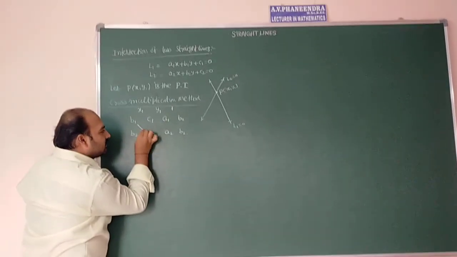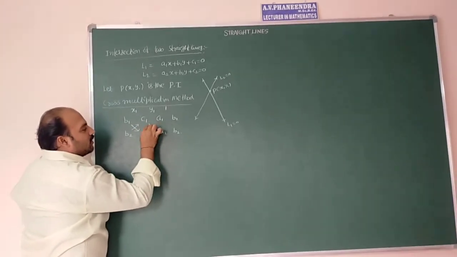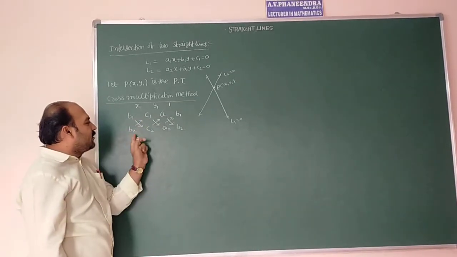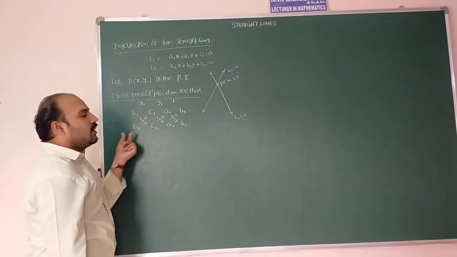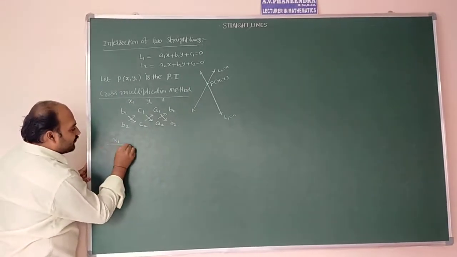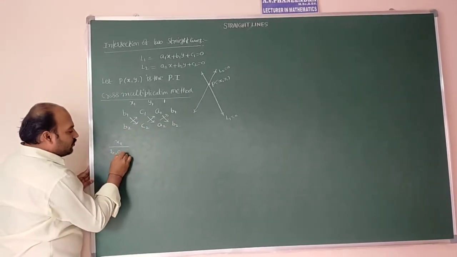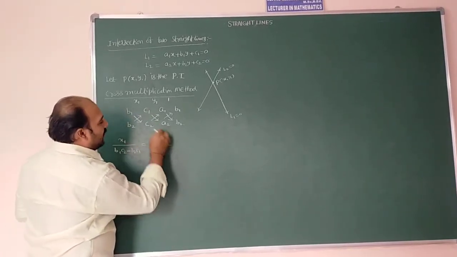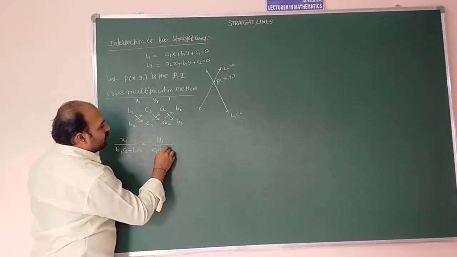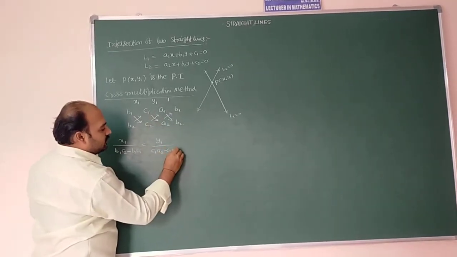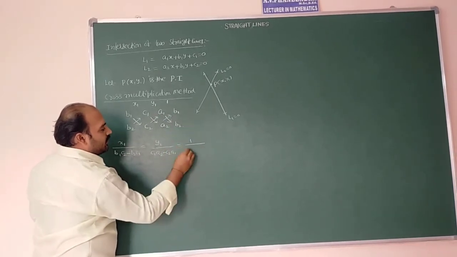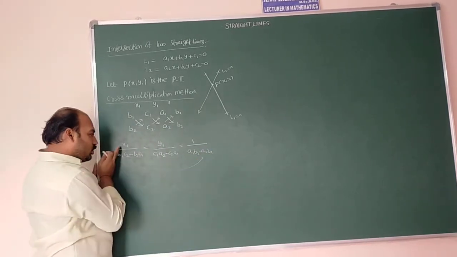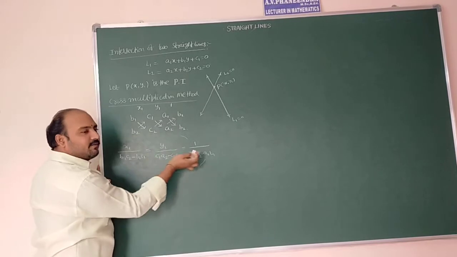After that, like this you have to make a mark. We are going to calculate 2 by 2 determinant matrices. B1, C1, B2, C2 is one determinant. So we are going to calculate the determinant: x1 divided by B1 C2 minus B2 C1, y1 divided by C1 A2 minus C2 A1, is equal to 1 divided by A1 B2 minus A2 B1. If we equate these two, you will get x1. If we equate these two, we will get y1.